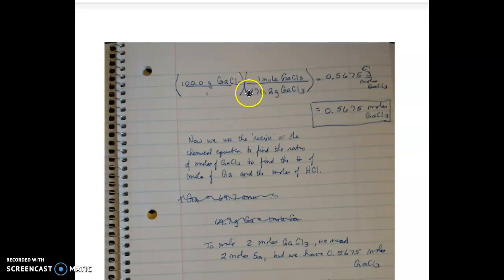And if you do this, it's multiplication, or essentially 100 divided by 176.2 grams of GaCl3, you will find that we have 0.56753 moles of GaCl3. But you have to remember, we have to go back and look here. There are 4 significant figures here, 4 here. So we count 1, 2, 3, 4. So this 5 is going to be the last number that we have for significant figures.